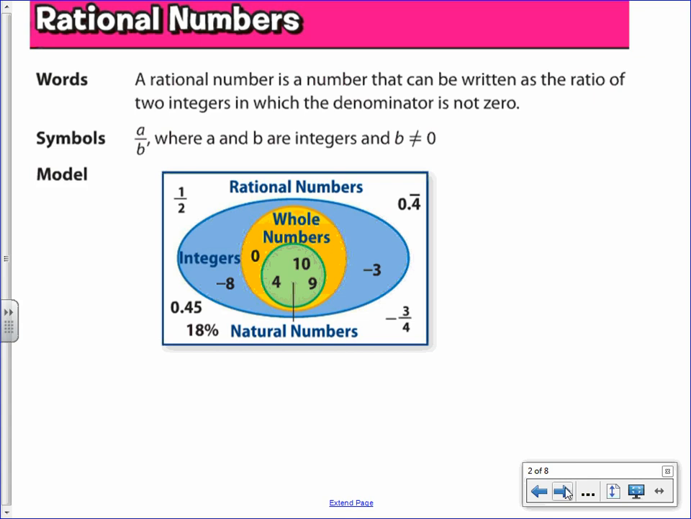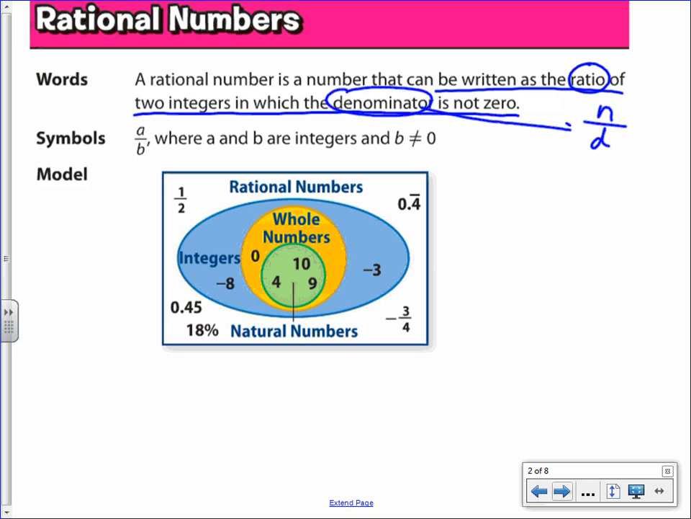A rational number is a number that can be written as the ratio of two integers in which the denominator is not zero. If you forgot that the ratio is another word for a fraction, then the word denominator should have reminded you that we must be talking about a fraction. So it can be written as the ratio of two integers, whole numbers and their opposites, in which the denominator cannot be zero. Symbolically, we can look at it like this: a divided by b, where a and b are integers.